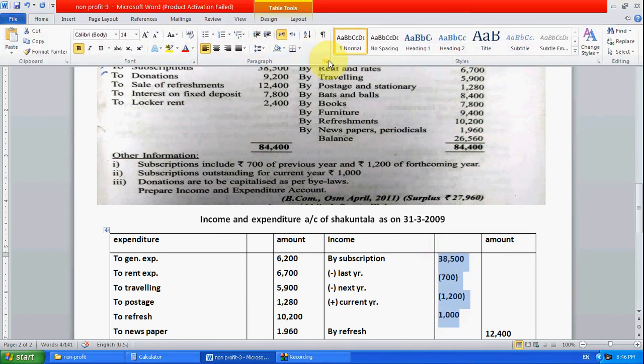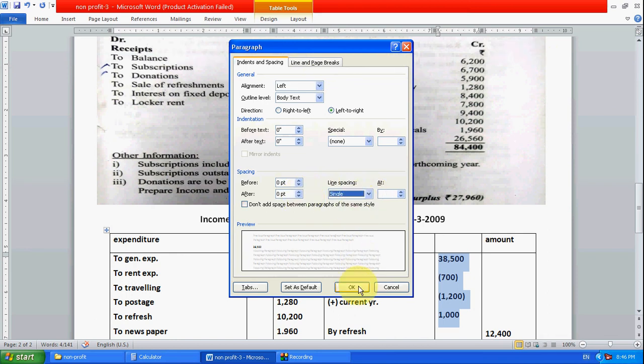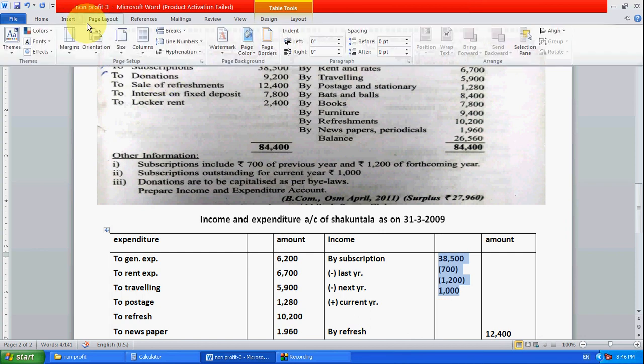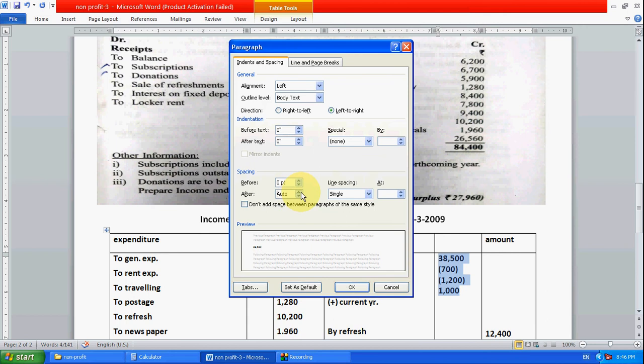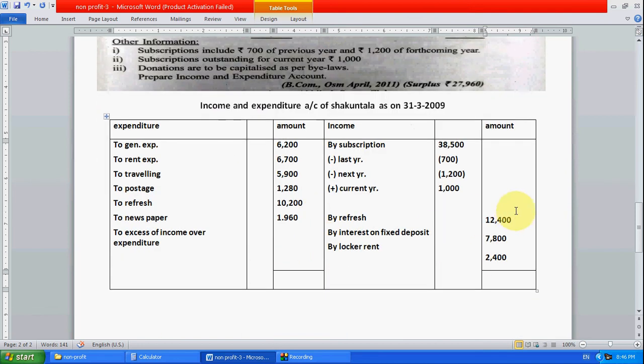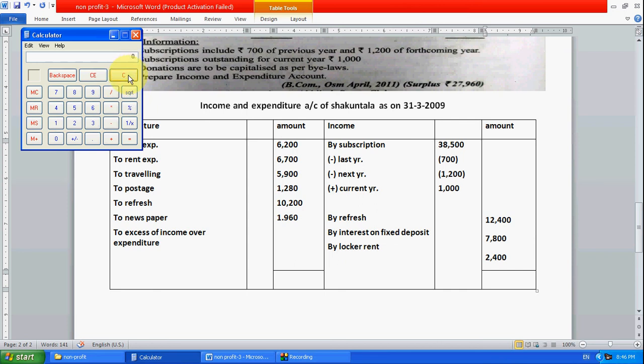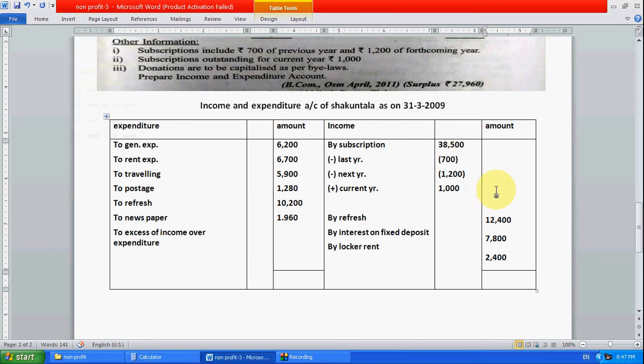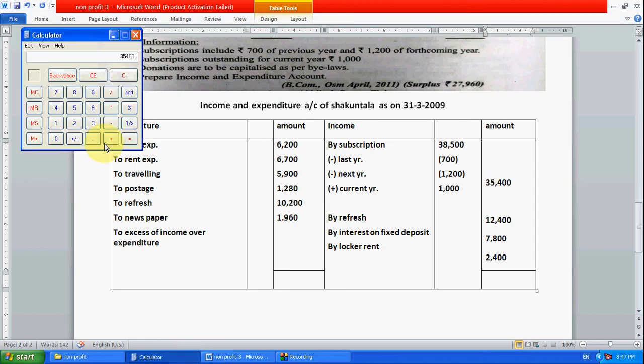Alright, so it is given here. This is how we have to calculate. So all the entries are over, so now calculate this on the calculator. See, 38,500 minus 700 minus 1,200 plus 1,000. So it's 35,400, right? What we have to do, we have to add all these amounts: 35,400 plus 12,400 plus 7,800 plus 2,400. So overall will be 72,600.